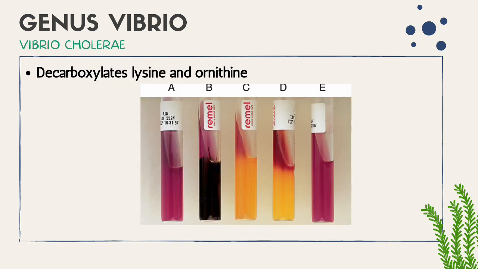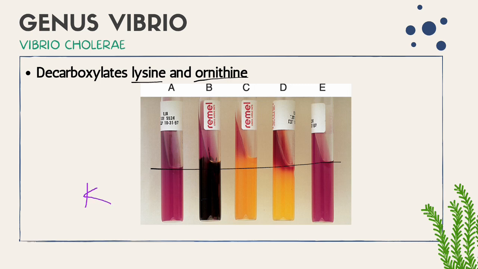Next we go to the decarboxylation of amino acids such as lysine and ornithine by Vibrio cholerae species. Again, what is the positive result for decarboxylation of ornithine and lysine? Before that, where do we check first for our decarboxylation test? We check the butt area of our butt slant. What is the color of our butt if positive for decarboxylation? That is color purple.